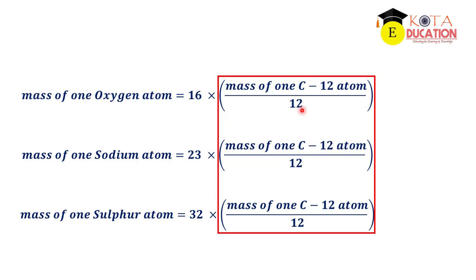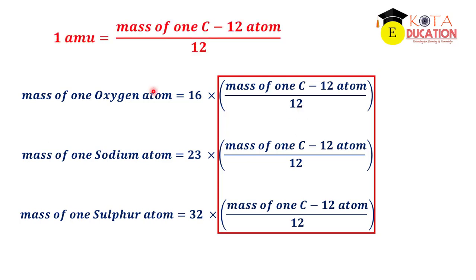Here it has been repeated thrice, and you and I both know we don't want to write it many times. So to avoid the repetition, what do we have to do? We know that 1 atomic mass unit is equal to the mass of 1 carbon-12 atom divided by 12. So we are substituting this part with 1 AMU. Hence the mass of 1 oxygen atom becomes 16 AMU, the mass of 1 sodium atom is 23 AMU, and the mass of 1 sulfur atom is 32 AMU.